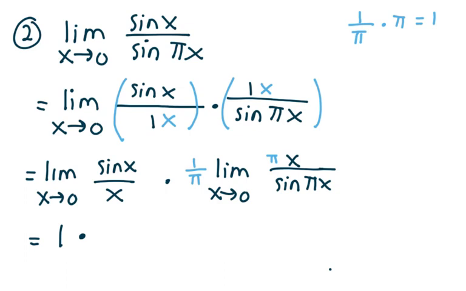And so this is equal to 1 times 1 over pi multiplied by, now as x goes to 0, that quotient will go to 1, right? So you're going to multiply by 1. And so the answer here is 1 over pi. And I'm done. That's how you do example 2.